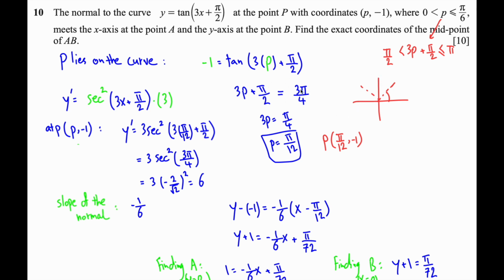So you just bring the pi over 2 to the right hand side to isolate the P. You get pi over 4 on the right hand side. Then you divide everything by 3. So P is pi over 12. So this is the coordinate of point P.